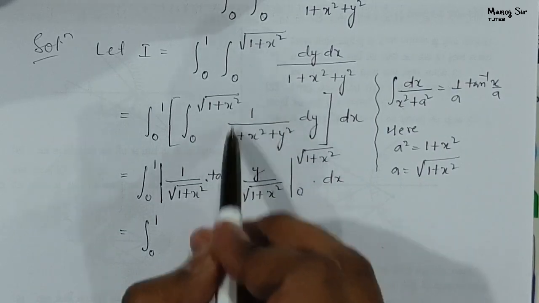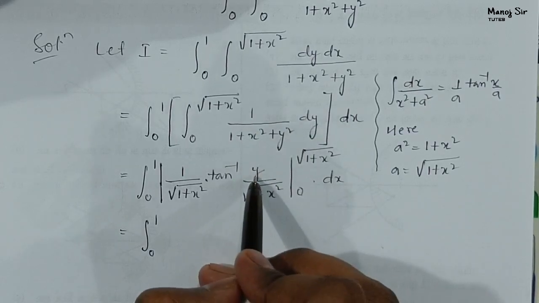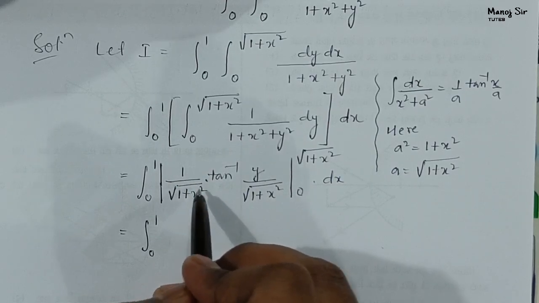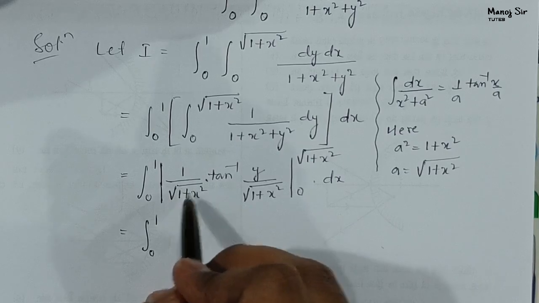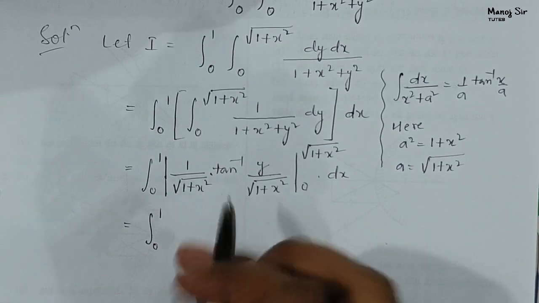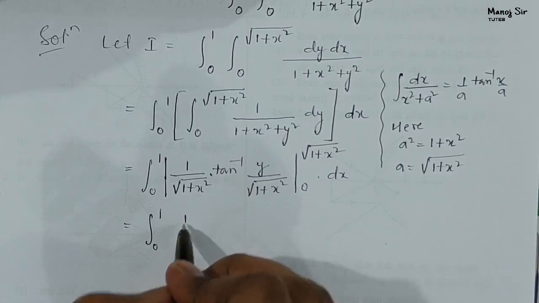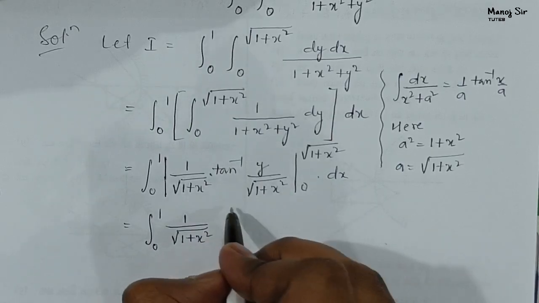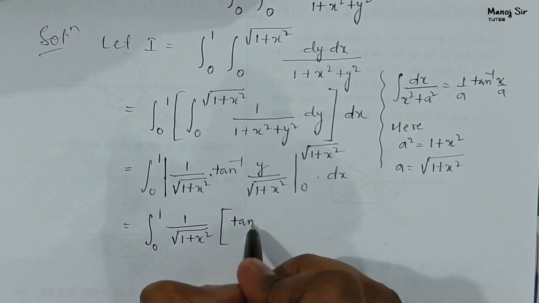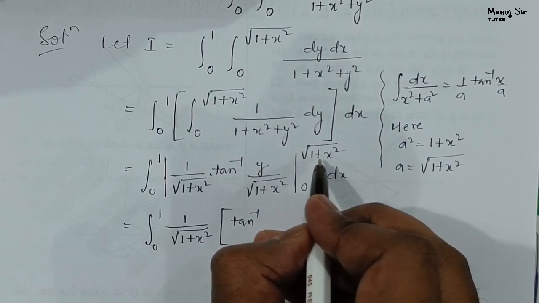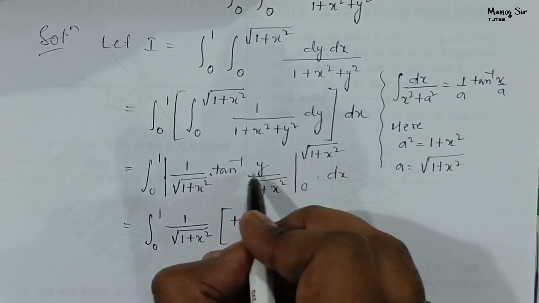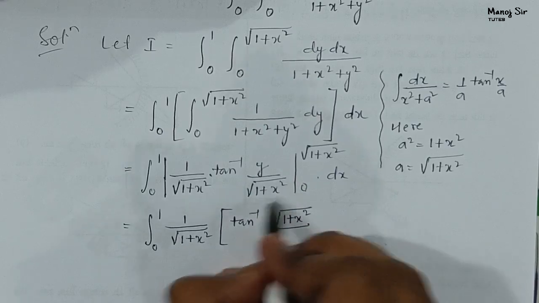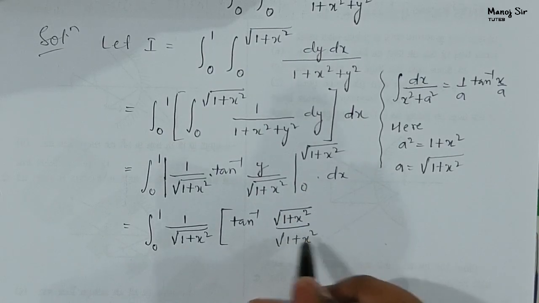I am repeating this once again. Since we have integrated this function with respect to y, in place of y we will put this upper limit and lower limit. In that case we will consider this part, that is independent of y, that is 1 upon root over 1 plus x square, as my constant. So we can take this out of this equation. Now putting the limits, tan inverse of upper limit: if you put upper limit, that is root over 1 plus x square, in place of y, that is root over of 1 plus x square upon 1 plus x square.